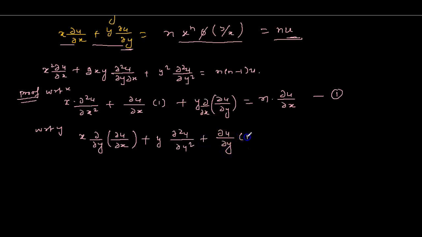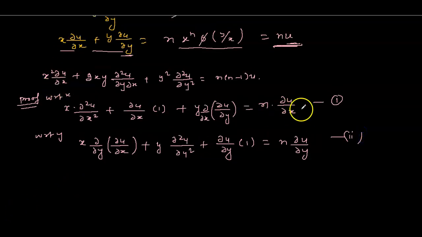And this y differentiation is 1, is equal to the right hand side, n into del u by del y. This one is considered equation number 2. Now you multiply x in equation 1 and y in equation 2.